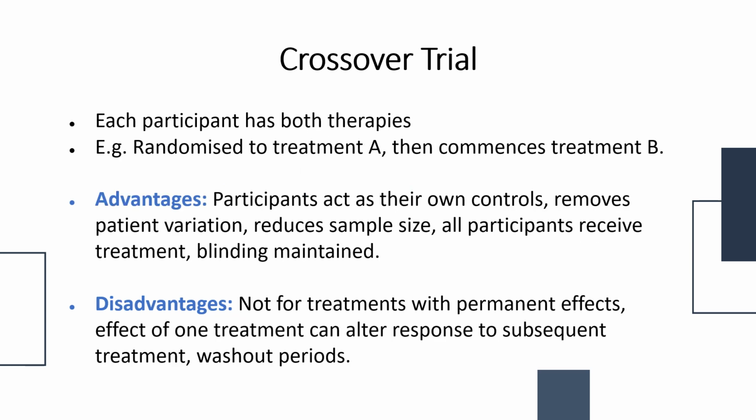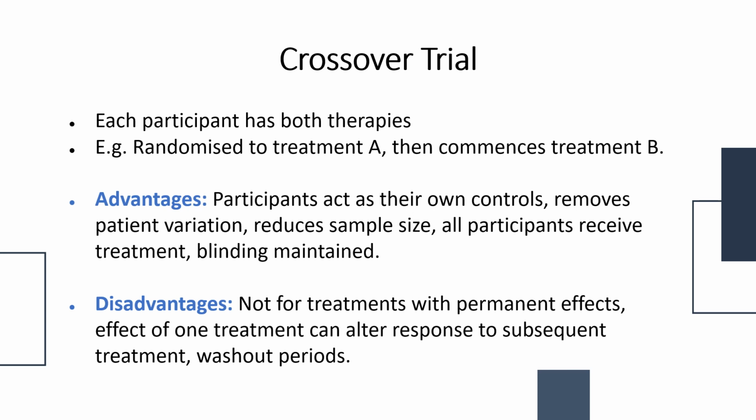So a crossover trial. So this is when each participant has both therapies. So a patient may be randomized to start treatment A and then start treatment B. So the advantages of this type of study is that the participants can act as their own controls because you can compare how they responded to standard of care versus how they responded to the treatment. And the best control is the same person. The best control is you before you had the treatment.